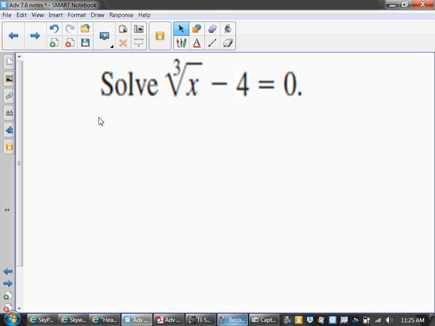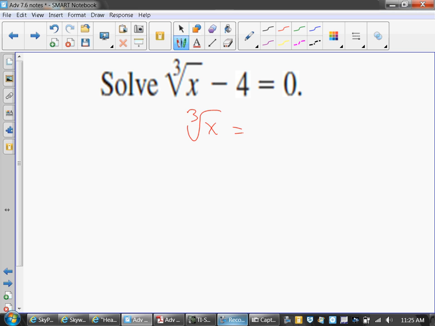In this case here, what do you think you have to do first? Add 4, good. So we add 4 to both sides, you get the cube root of x is 4. Not cube, it's cube rooting now. How do you cube it? Remember, to undo cube rooting, you cube. What's 4 cubed? 64.